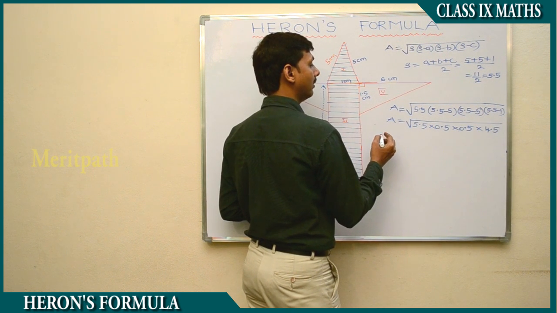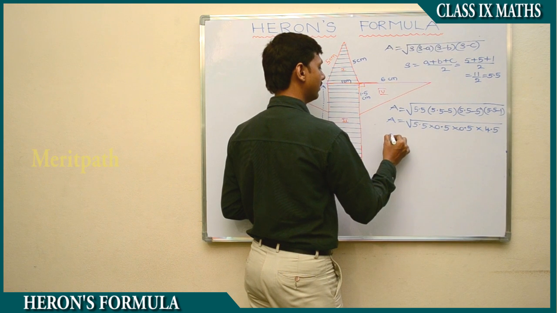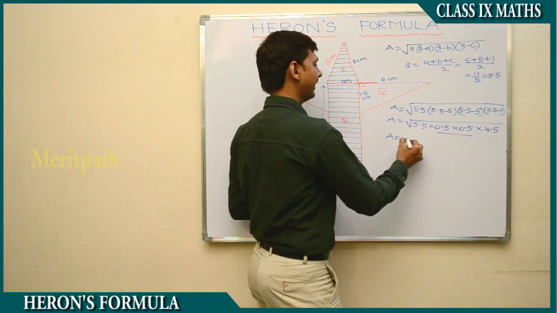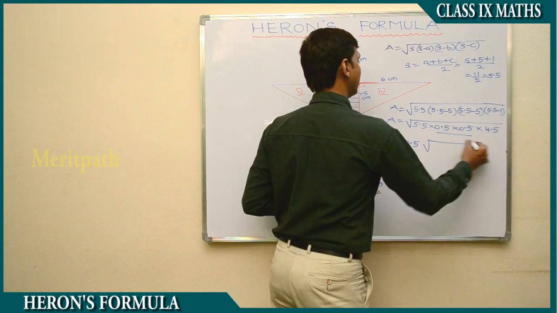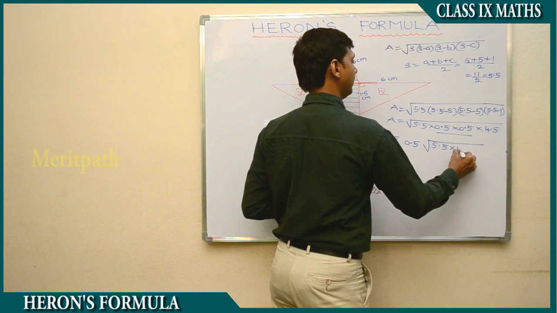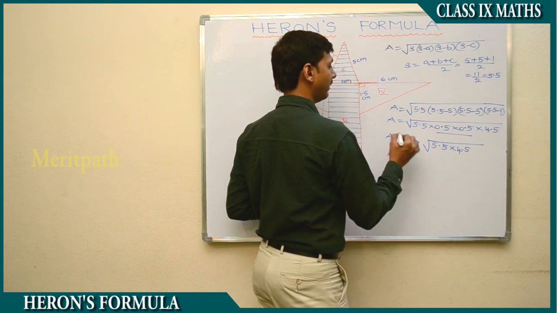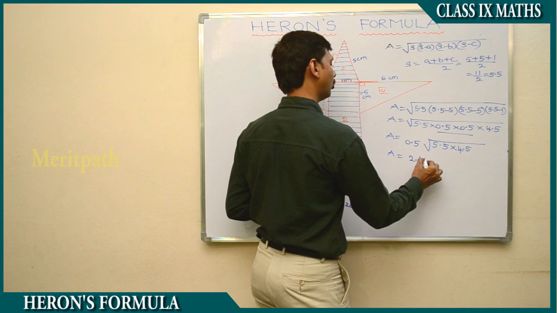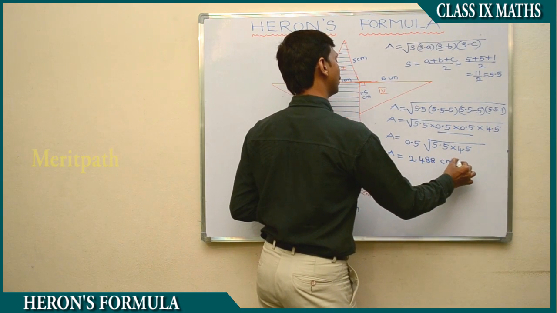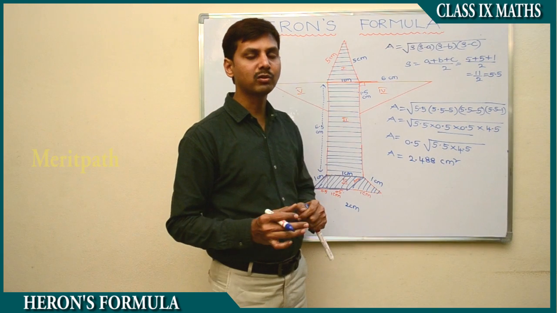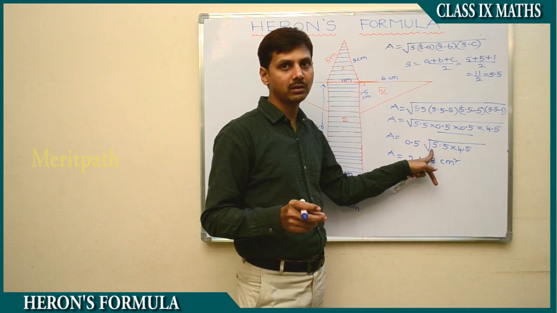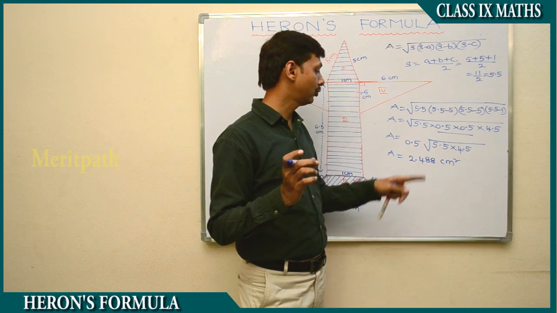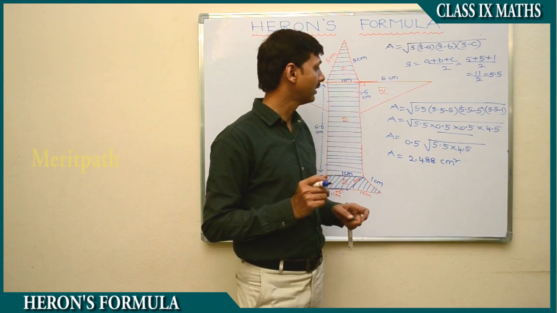So let's see here. We get 0.5, 0.5. For the square root of this, we can take out one number from this pair. So we get 0.5, and inside we get 5.5 into 4.5. So let's write this 0.5, and after simplification we get 2.488 centimeters square. When we multiply these numbers and find the approximate value of the square root, we get a constant value and multiply with 0.5, and we get 2.488 centimeters square approximately. This is the first picture.